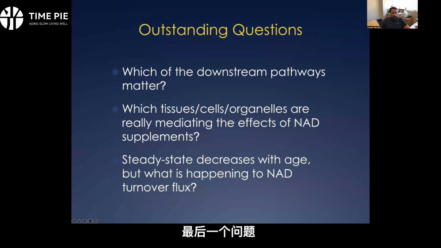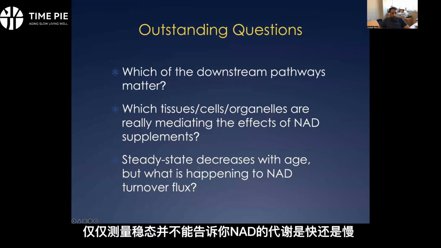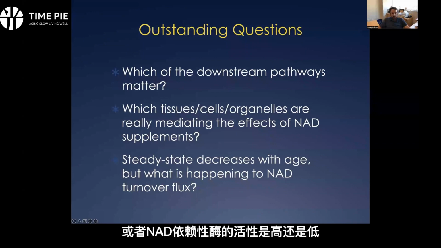And so the final outstanding question that I'll spend some time talking about is what is actually happening to NAD turnover flux here at the bottom. So we know steady state is decreasing with age, but there are different ways that can happen. And just measuring the steady state doesn't really tell you whether NAD is being turned over faster or slower, or so are NAD-dependent enzymes actually more active or less active.